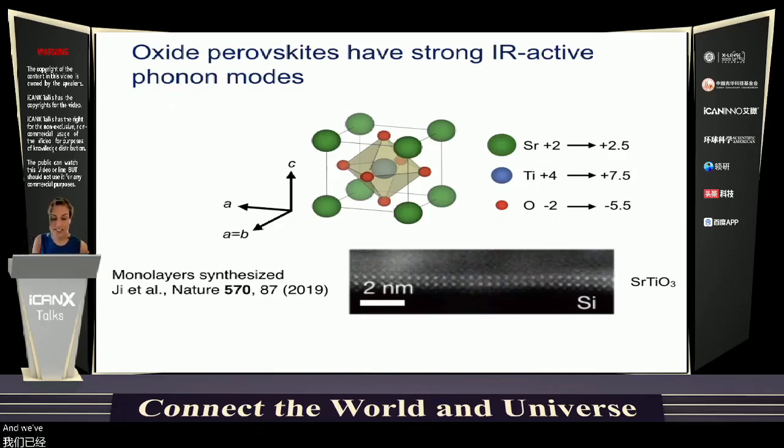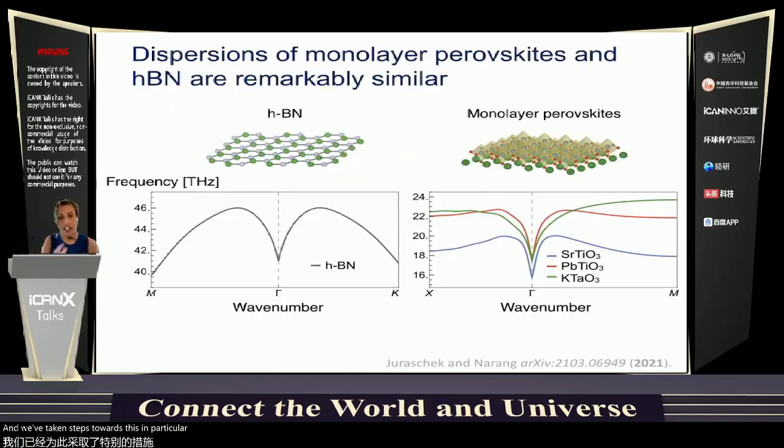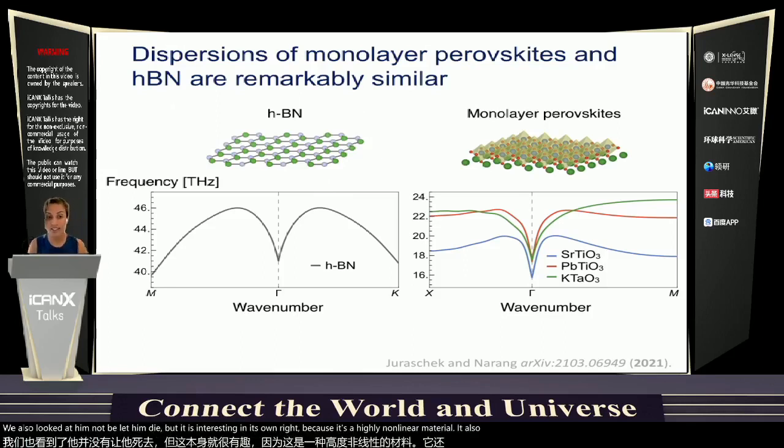And we've taken steps towards this, in particular, contrasting and looking at hBN with the behavior of these monolayer perovskites, STO, lead titanate. We've also looked at lithium niobate. Lithium niobate is interesting in its own right because it's a highly nonlinear material. It also hosts this interesting phonon-polariton.